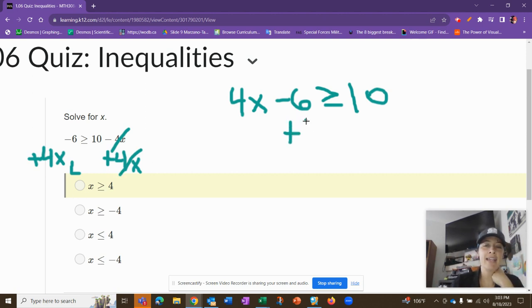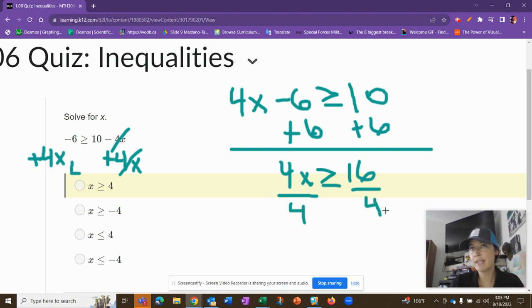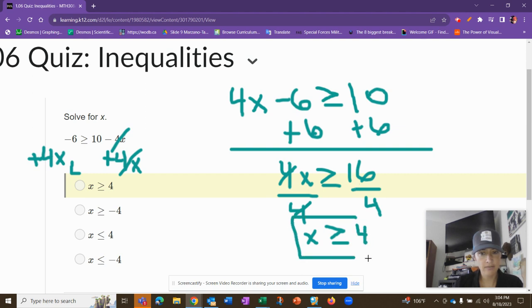We're now going to add 6 to both sides. It cancels, it equals 0. We have 4x is greater than or equal to 16. And then finally, we divide. Now notice we're dividing by positive 4, or regular 4. In that case, we leave it alone. You can use a calculator.